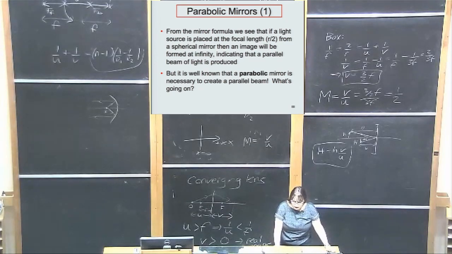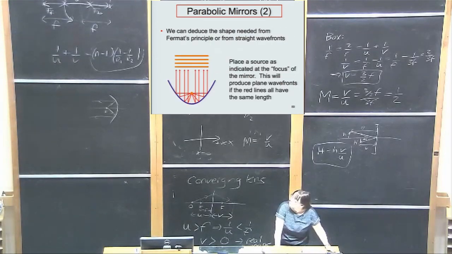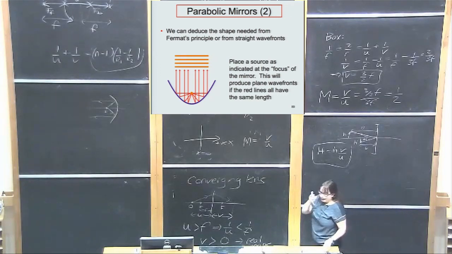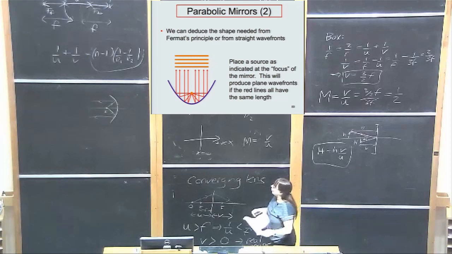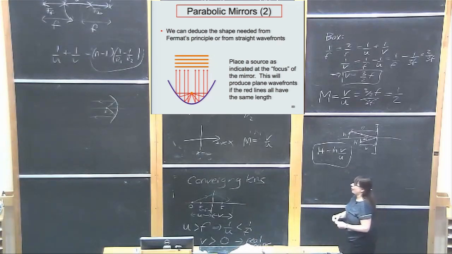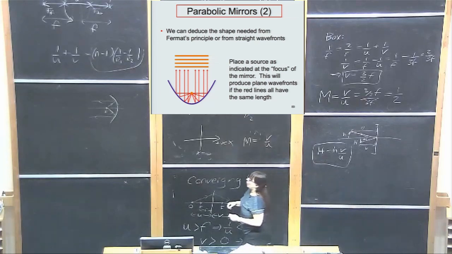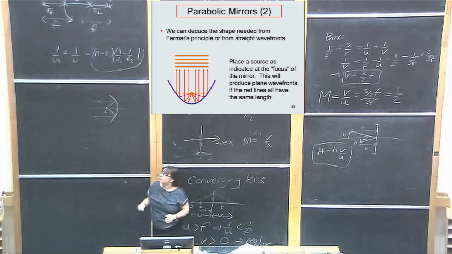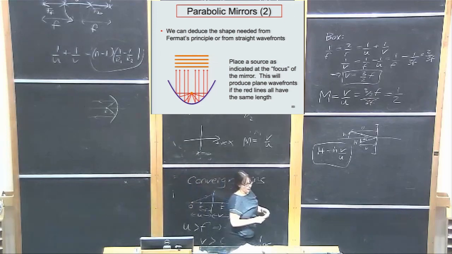So you might have seen things like this, or certainly you may have heard that it's parabolic mirrors that form this parallel beam of light. So if that's the case, what's going on? Have I been lying to you that spherical mirrors produce this parallel beam of light? Well, yes and no. I've been lying to you. You won't be surprised to learn that the answer lies in the approximations that we've been making.